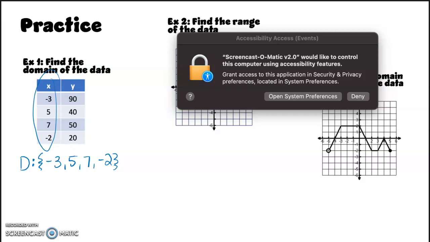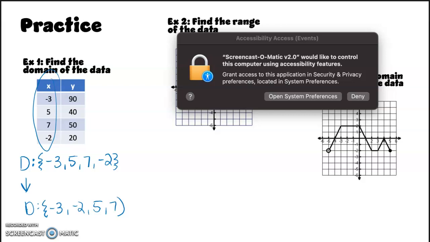If this were a multiple choice question though, your answer is more than likely going to be in numerical order, least to greatest, so we can always rewrite it. The answer is the same, it just looks a little different. -3, -2, 5, 7.